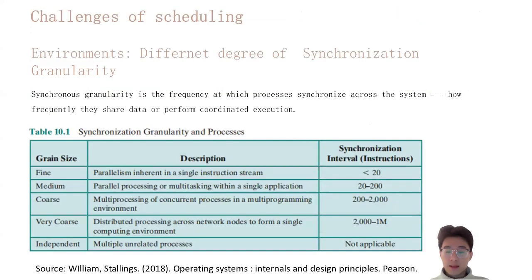And about the environment of the multiprocessors, the important thing is the different degrees of synchronization. Granularity is the frequency at which processors synchronize across the system. It means how frequently they share data and perform coordinated execution. Here you can see it is separated into 5 parts. The first one is fine, next one is medium, coarse, very coarse, and the last one is independent.